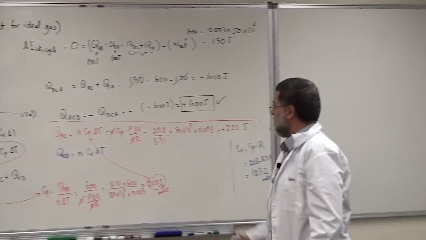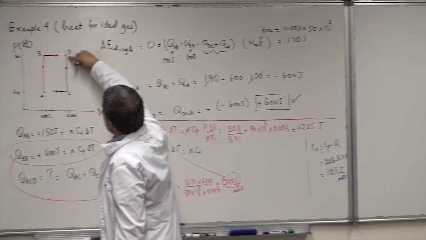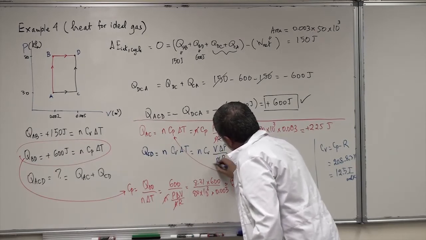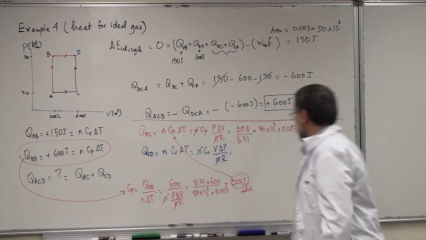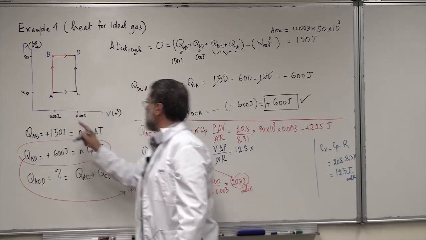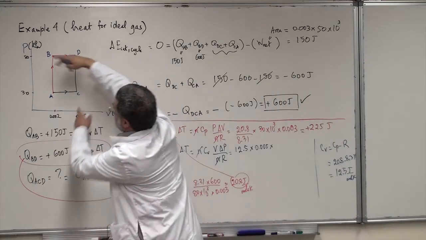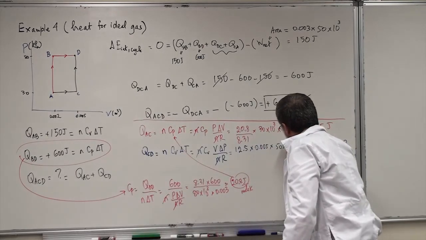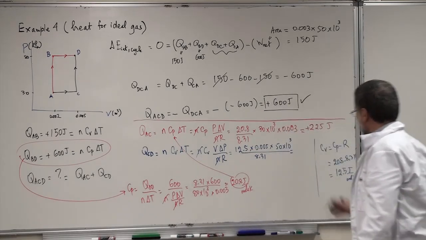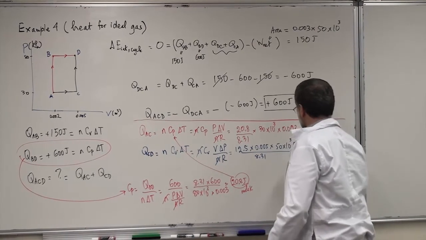So I know CV now, and I'm going to use n CV. Delta T is what? I'm working here at constant volume, so it will be V delta P over nR. The number of moles also cancels here. So let's put the numbers in and do the calculations. CV is 12.5 times the volume for this process, 0.005, times the change in pressure for this process, which is 80 minus 30, which is 50 times 10 to the power 3, divided by 8.31. If you do the calculation correctly, you will find 375 joules, a positive number. That's the heat for this process here.